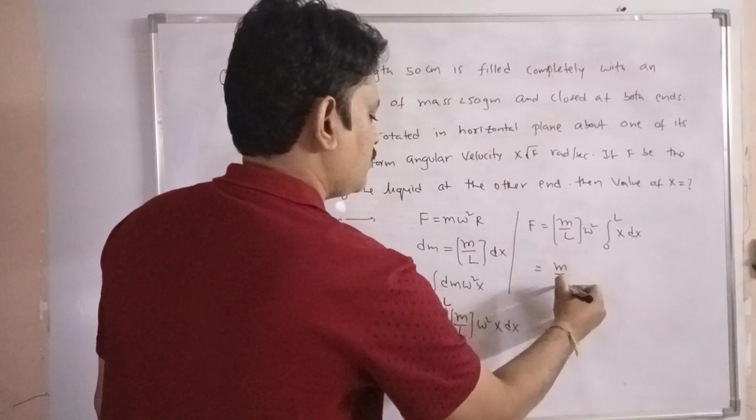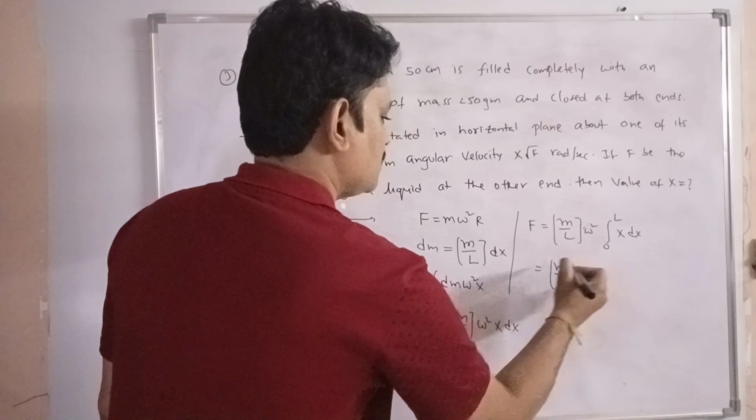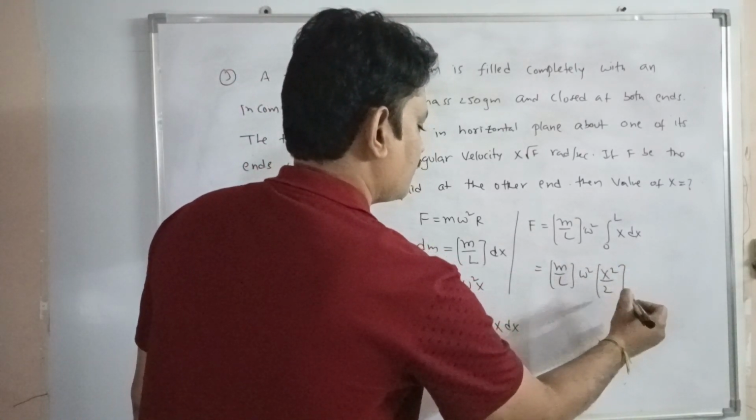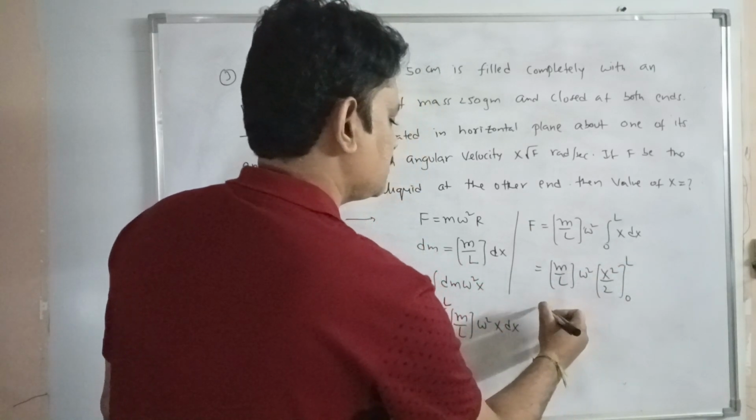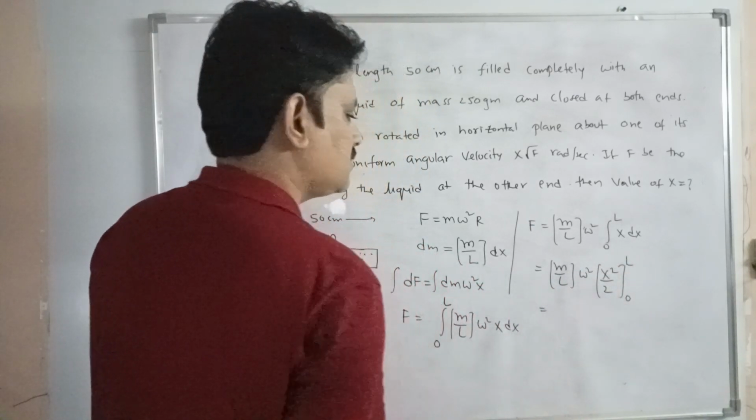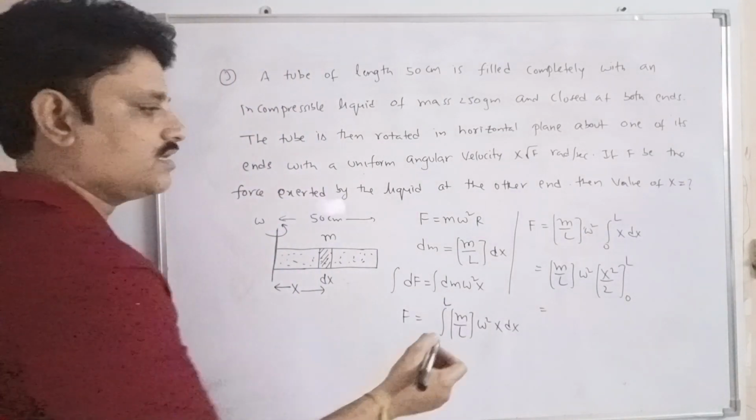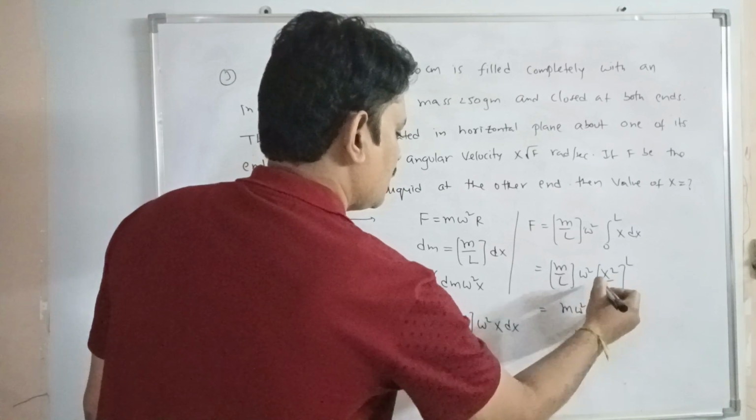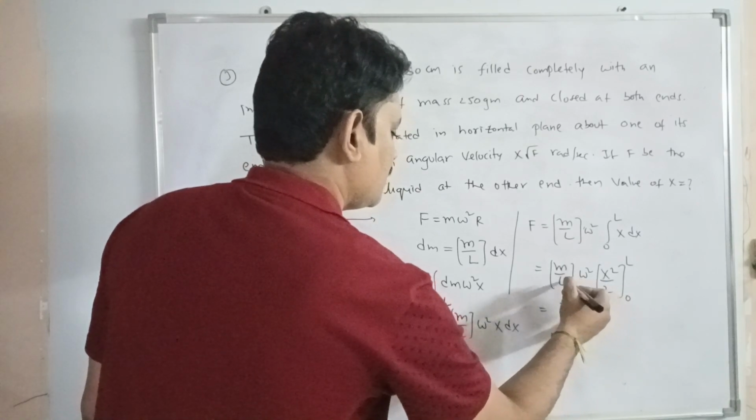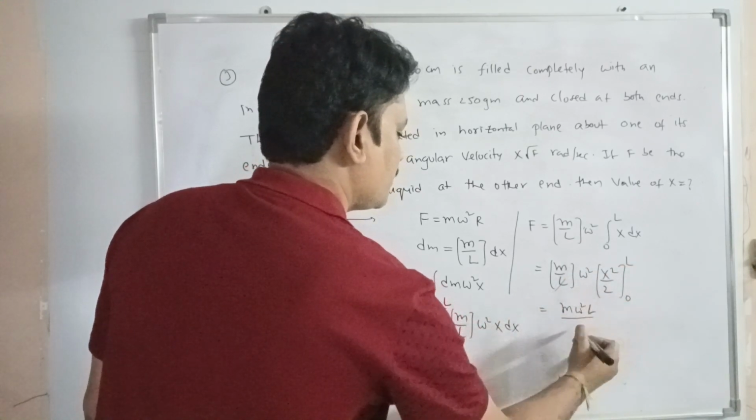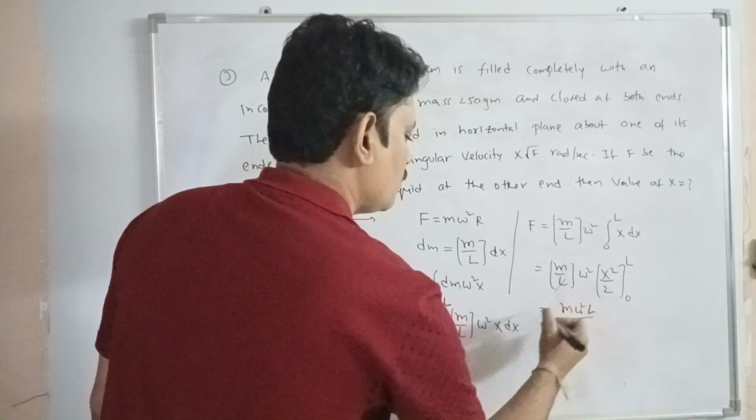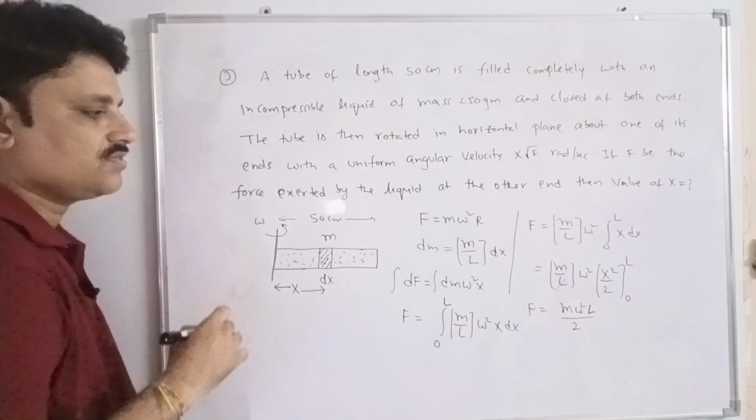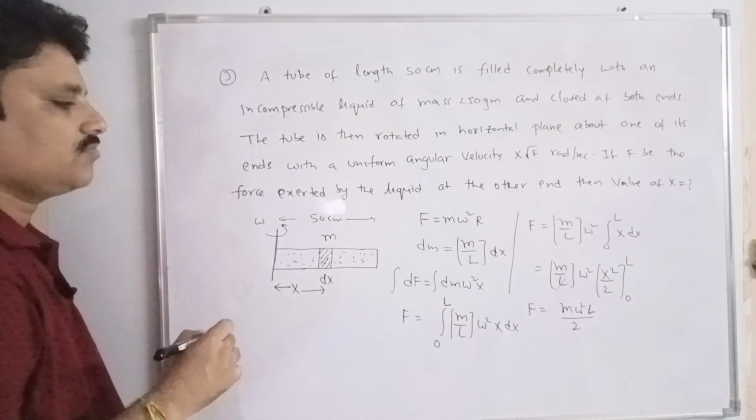So m by l into omega square into x square by 2, the integral of x dx, with limits 0 to l. Finally substitute the value of l, giving l square by 2. So m omega square l square by 2, and here l cancels, so m omega square l by 2. This is f. So f is equal to m omega square l by 2.